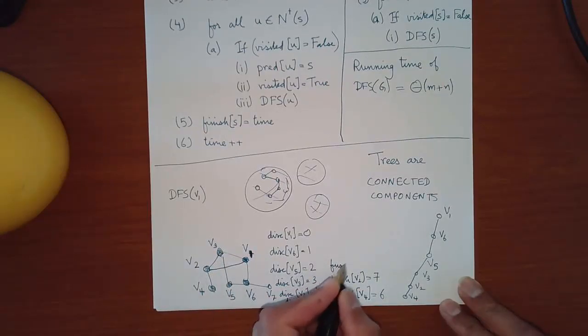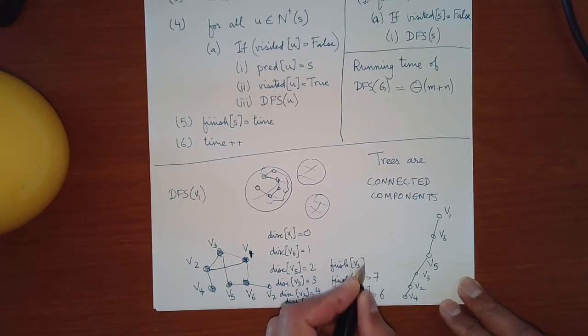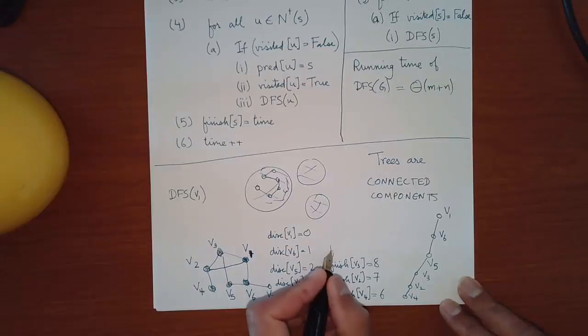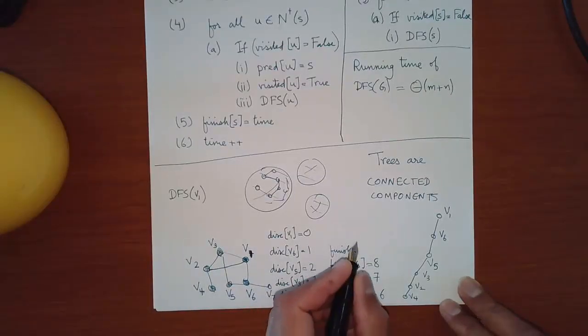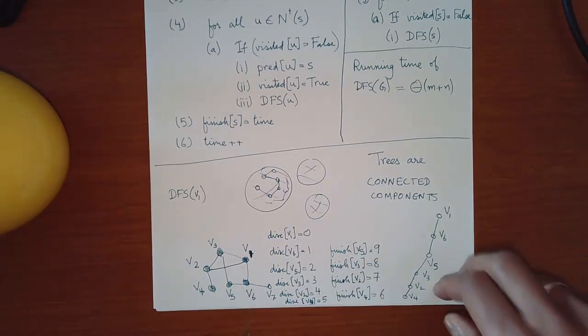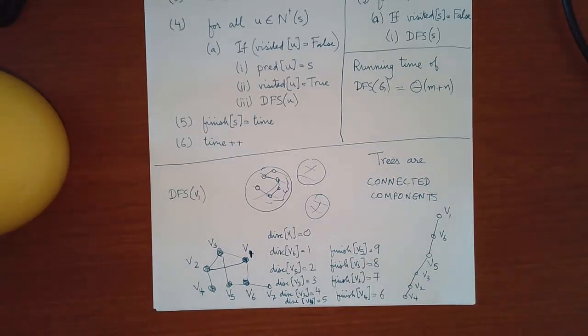So the finish time of V2 is going to be 7. Then the finish time of V3 is going to be 8. The finish time of V5 is going to be 9. Then what happens? So V5 just finished. V6 has to visit its neighbor.